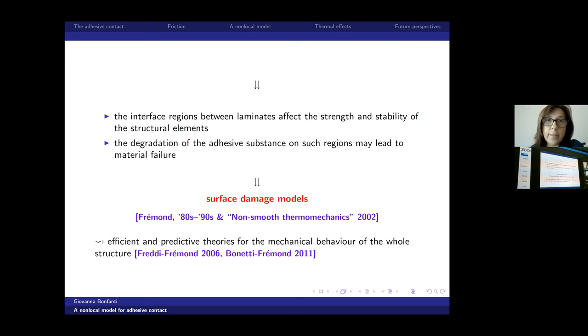As the degradation is a phenomenon that takes place on the surface of contact, it is quite natural from the mathematical point of view to resort to surface damage models. In fact, we resort to a modeling approach proposed by Fremond, a surface damage approach, leading to efficient and predictive theories for the mechanical behavior of the whole structure.